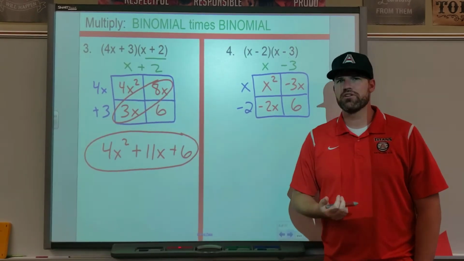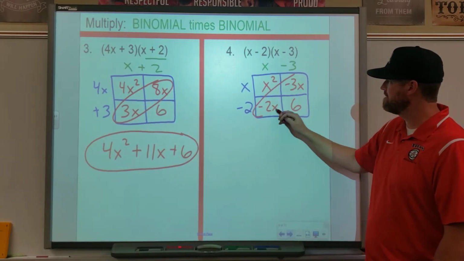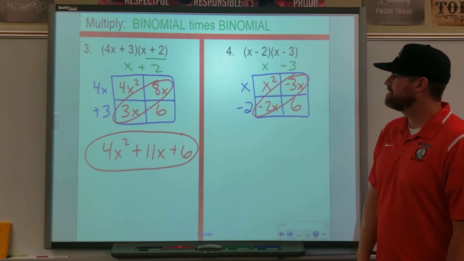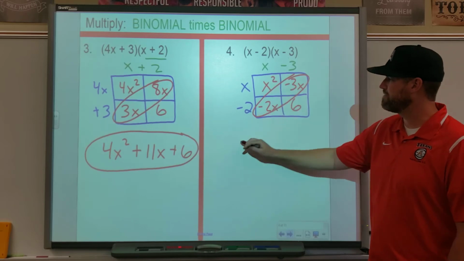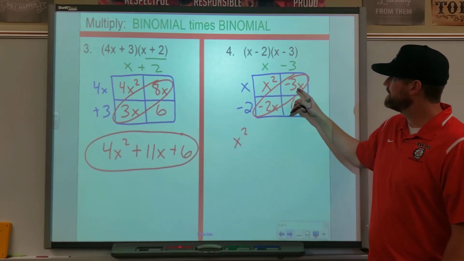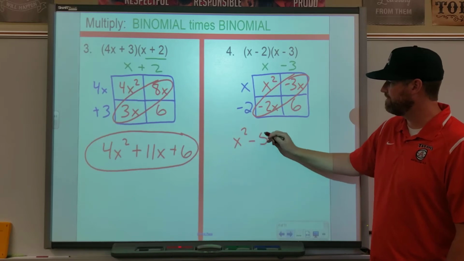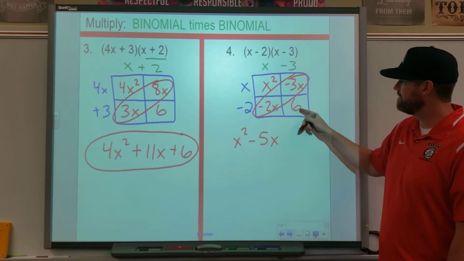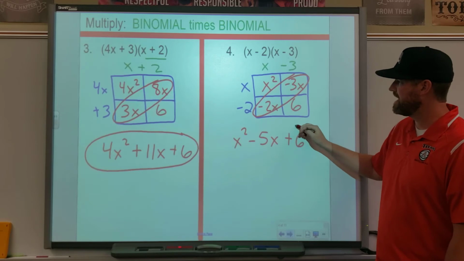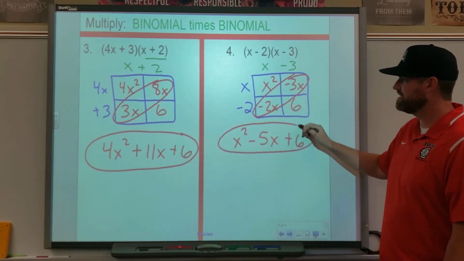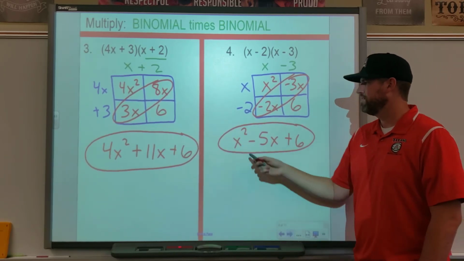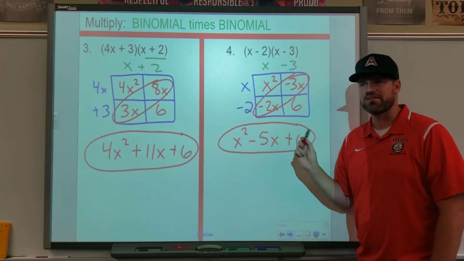And then hopefully you notice we have these like terms right here. So when we go to combine all of these, x squared goes first. We can combine negative 3x and negative 2x to get negative 5x. And then finally we have plus 6 at the end. So we get the second degree trinomial x squared minus 5x plus 6.